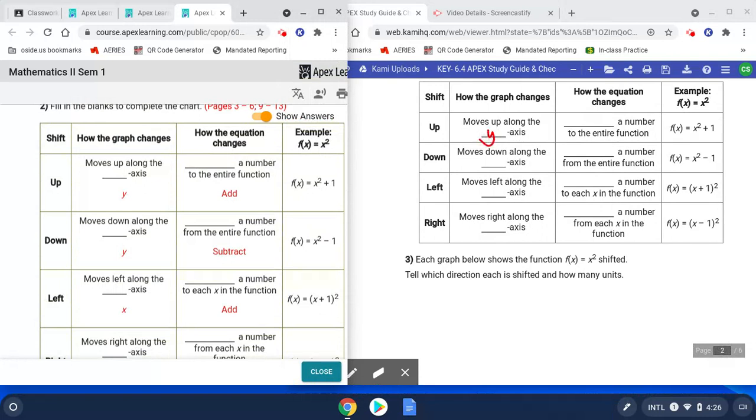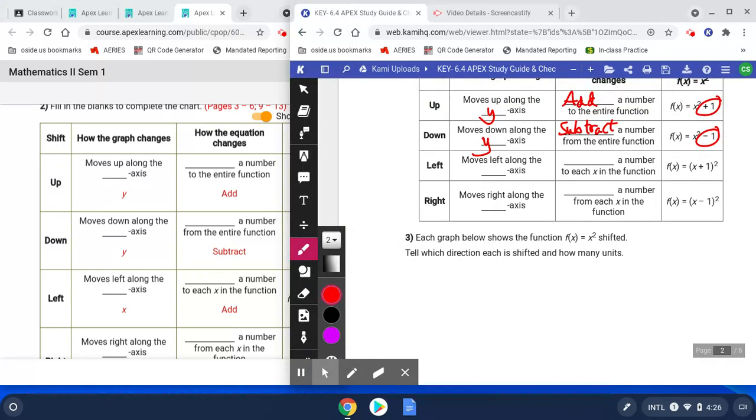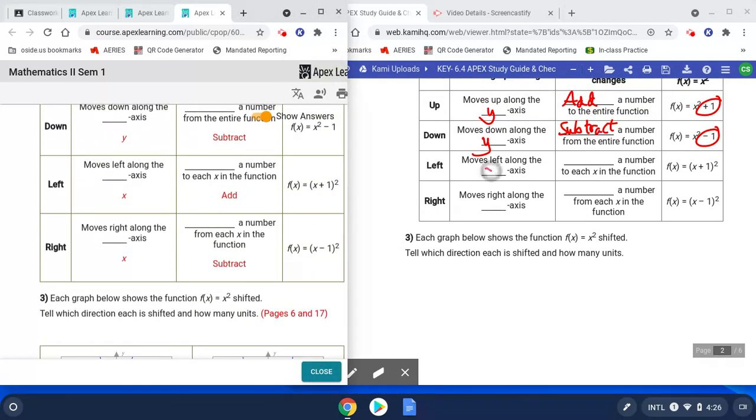Okay, so a shift up would be moving along the y-axis. It's when you add a number to the entire function, like this +1 back here. A movement down along the y-axis would be when you subtract a number from the entire function, like this -1 back here would be a shift down 1. A left movement is when you're moving left along the x-axis. It's when you're adding a number, or a +1, inside the parentheses to the x. And moving right along the x-axis is when we are subtracting, or an x - 1 in the parentheses.